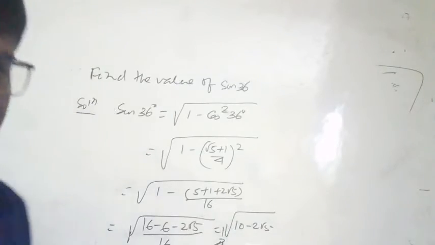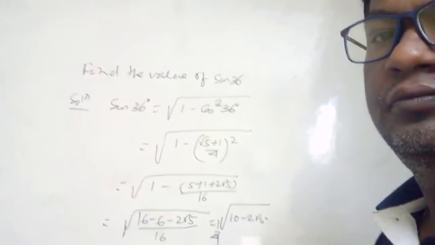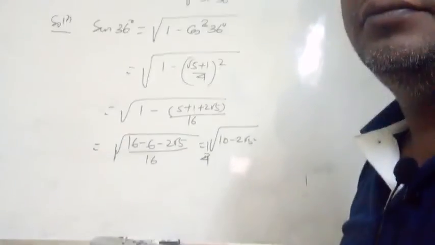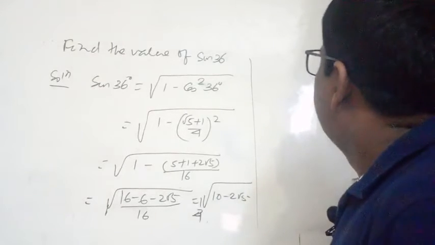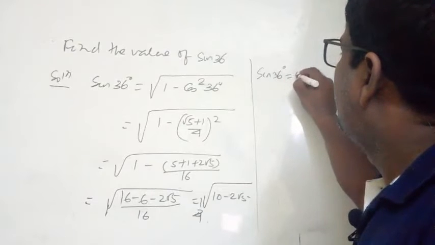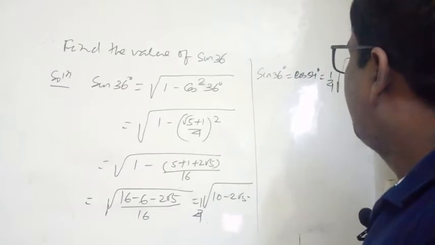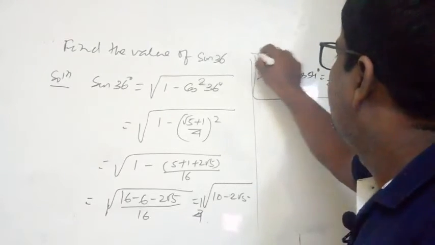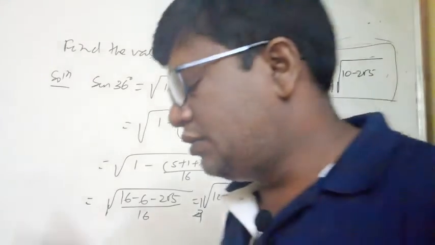So this is another formula, that is sin 36 degree is equal to cos 54 degree is equal to 1 by 4 root over 10 minus 2 root 5. These are other values, and you should remember this. Now some problems related to this.